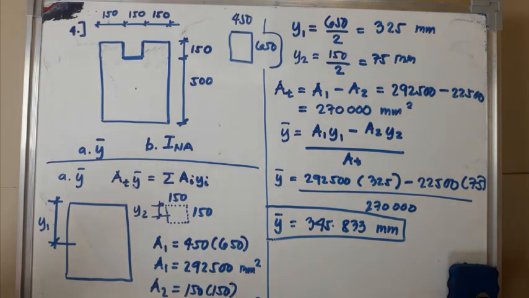Okay? So letter B is I and A. In letter A, we use only 2 areas: the area of the whole section minus the area of the hole. In letter B, we're going to use the same process. So the I and A of the whole section minus the I and A of the hole. For the I and A of the whole section, that is I and A1.